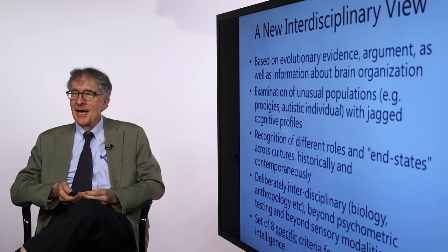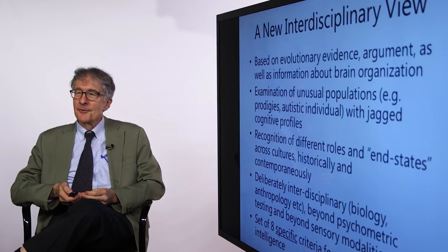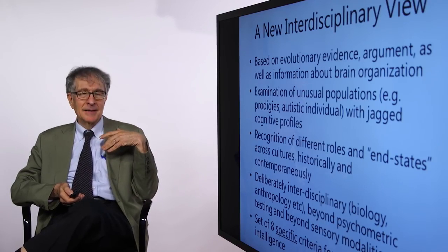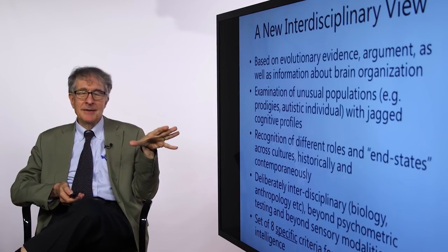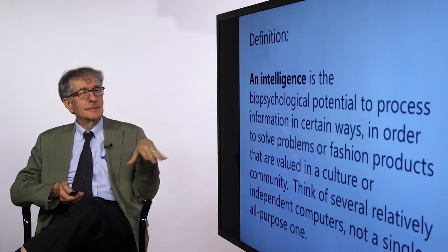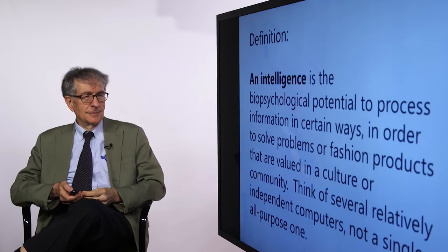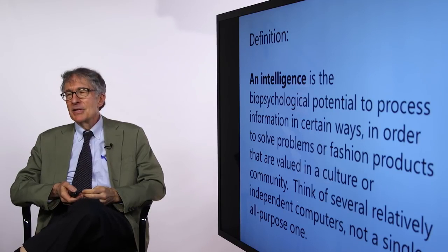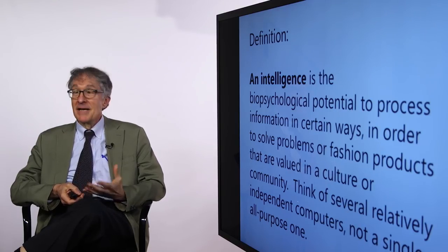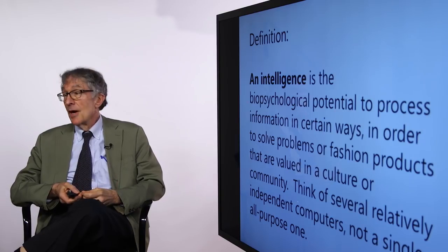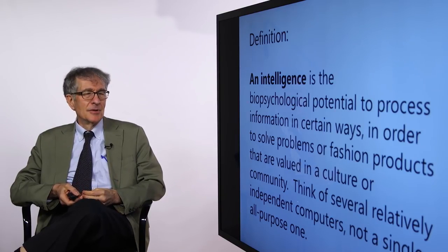And for extra credit, I have eight criteria for what counts as an intelligence. In my book, Frames of Mind, I run through many candidates and evaluate them in terms of whether they meet these criteria or not. And I have a definition. The definition is a lot of words. It talks about having the potential to process information in certain ways so that you can make something, fashion a product, or solve a problem that you're thinking about.